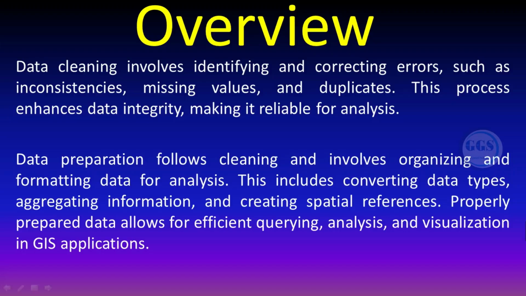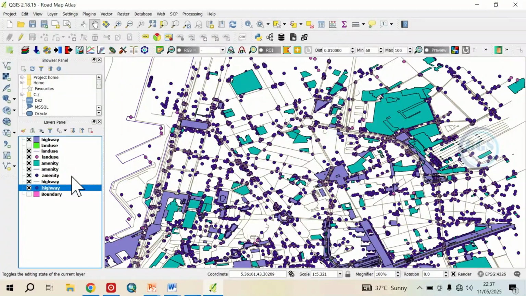So let's go to our QGIS, where we stopped the last time. In QGIS, this is where we stopped in the last video, after sourcing for all the data we want to use for the roadmap atlas we want to create. So we have downloaded highway, we've downloaded land use, and we have downloaded amenities. Now what we want to do is to clean this data and also prepare it for analysis or for roadmap atlas creation. When we downloaded this data, about 2 to 3 layers were downloaded for each of the data.